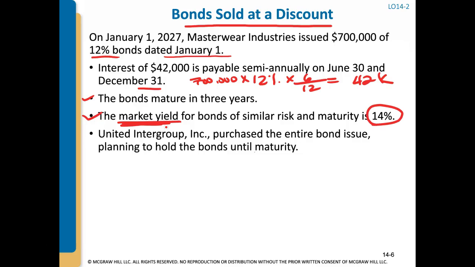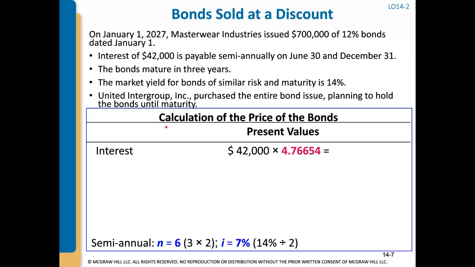So let's calculate what these bonds were sold for. We know that the stated rate is less than the market rate, so that means it's sold at a discount. But how do we calculate that discount? How much is it sold for? These are the same facts up here. Well, there are two portions. You have to calculate the selling price by adding two things. Number one is the present value of the interest payments.